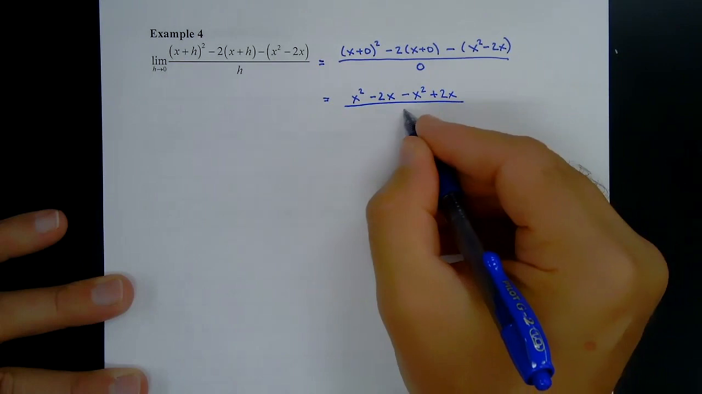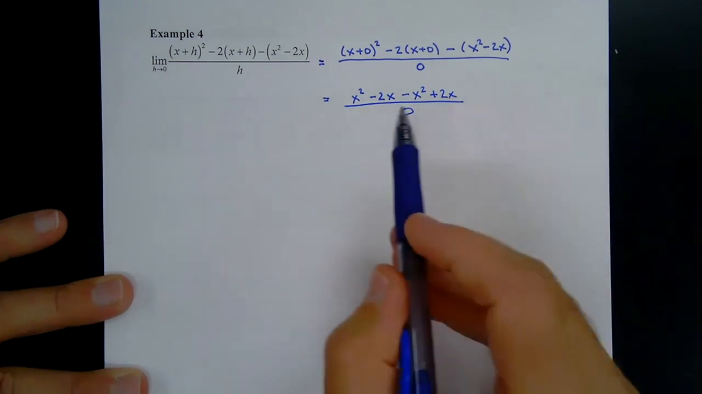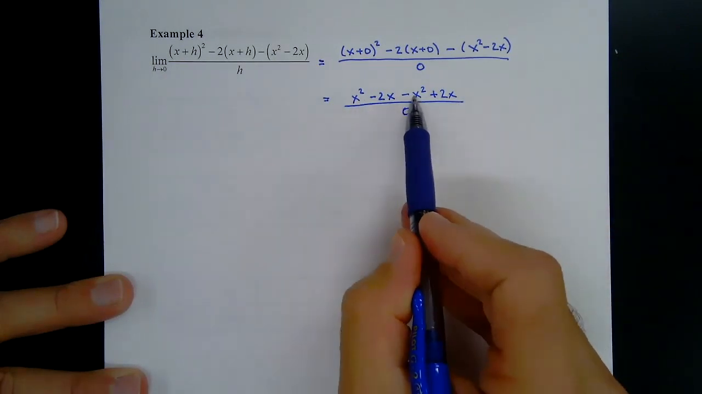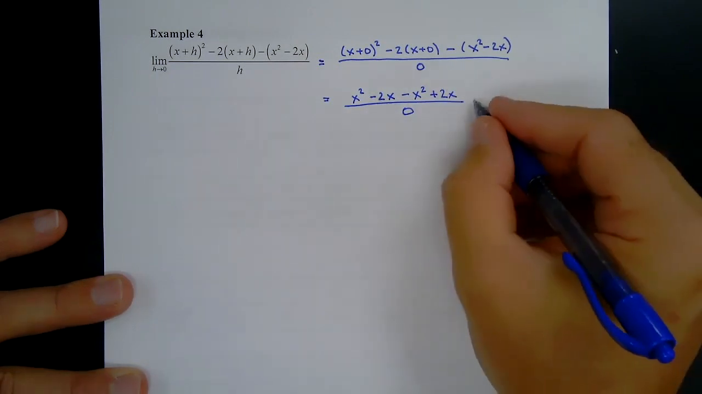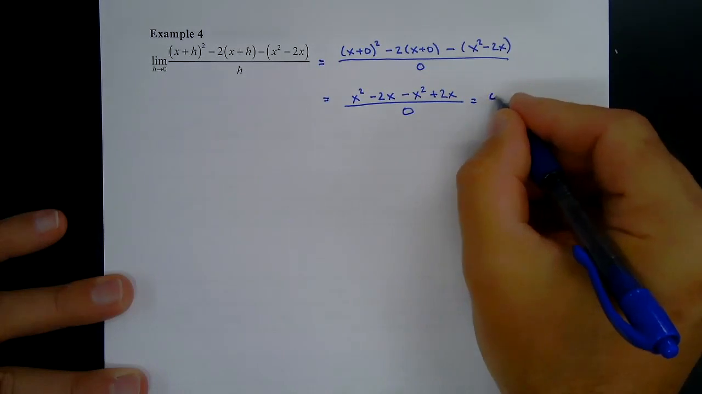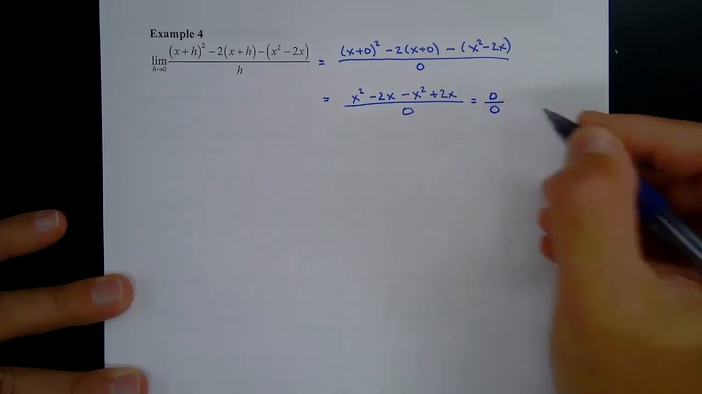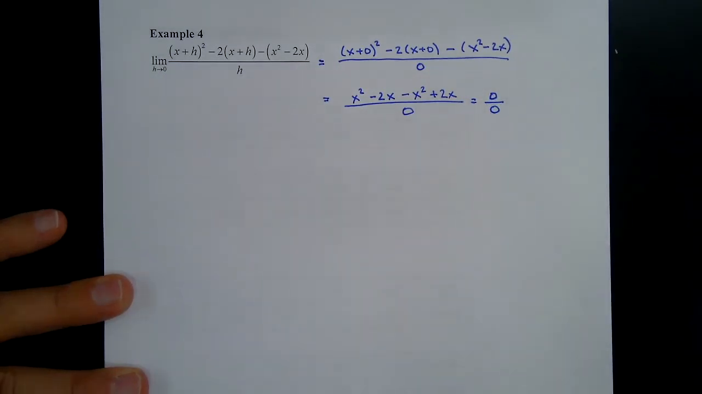All over 0. And look what happens. We have x squared minus x squared. Those are going to cancel. We have minus 2x and plus 2x. Those are going to cancel. So this is equal to 0 over 0. So we've got problems, right? Every one of these, we have problems, okay? So how do we fix this? What algebraic technique could you use to figure this out?